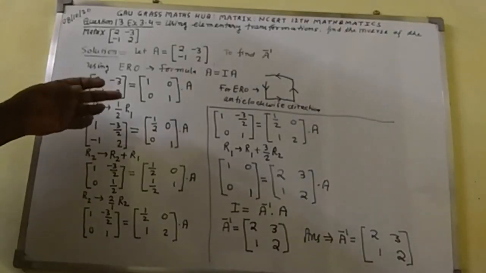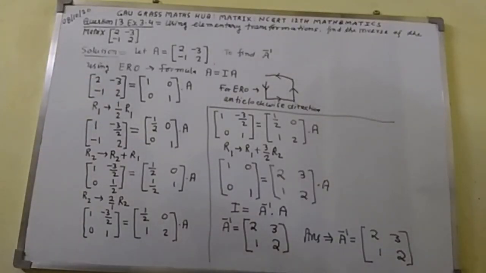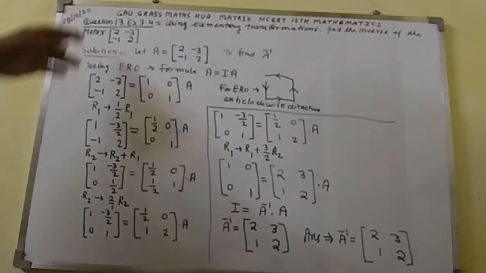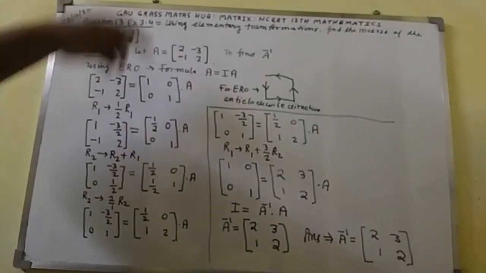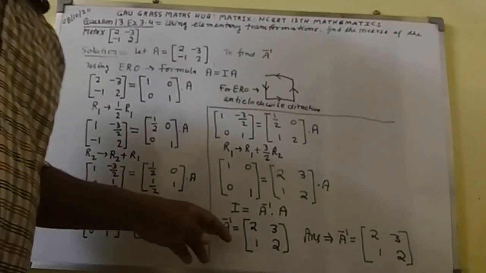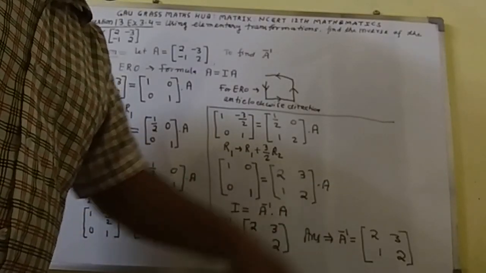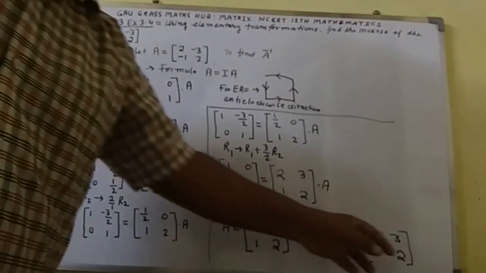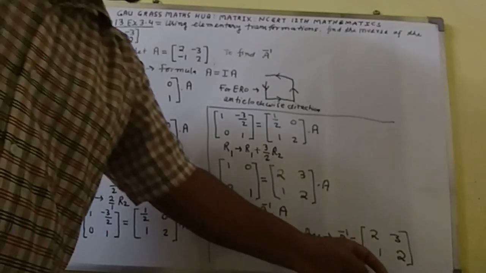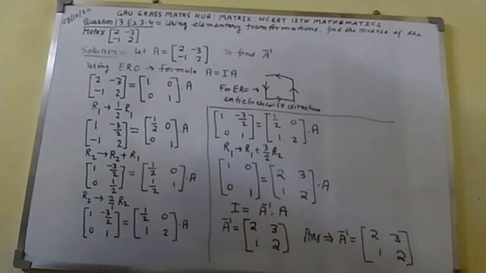And this is the solution of question number 13, exercise 3.4. You have got the value of A inverse equal to the elements of first row 2, 3, the elements of second row 1, 2.